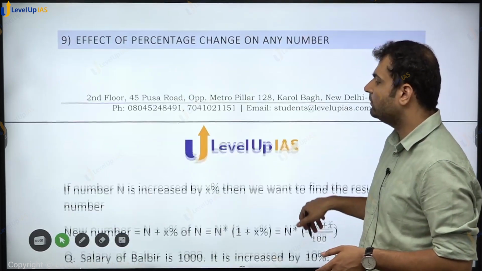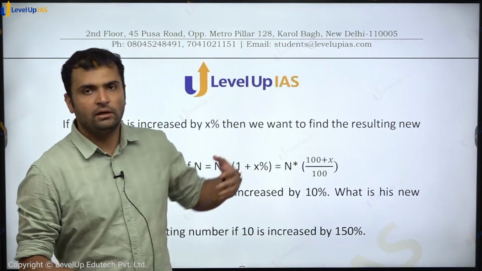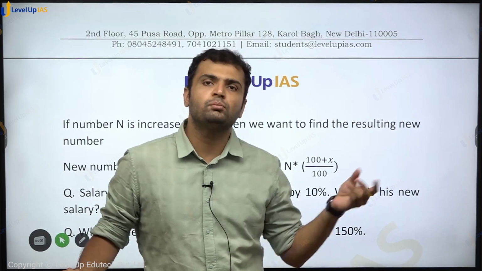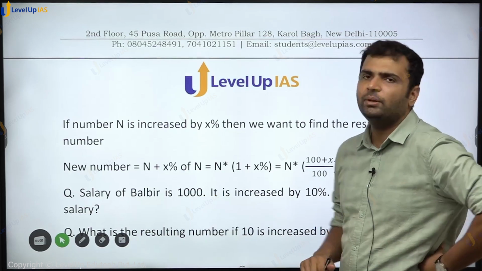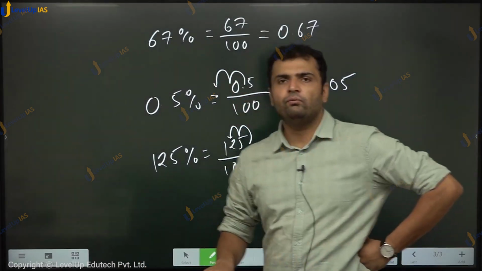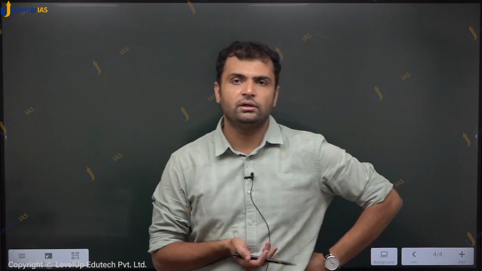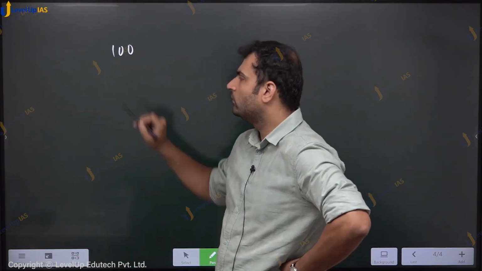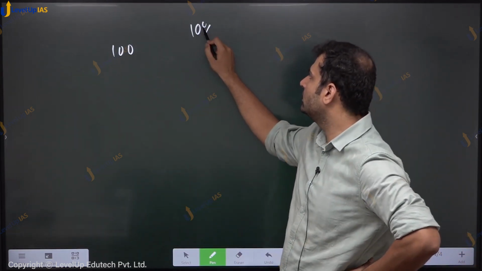Next, effect of percentage change on any number. So यहाँ से till now we were doing very basic things, and from now on we are doing something that is more relevant to examination. So let us see what happens when any number is increased by x%. तो क्या करना है? We have some number and it is being increased by some percent. So let us start with a simple example. Let us start with 100 only.